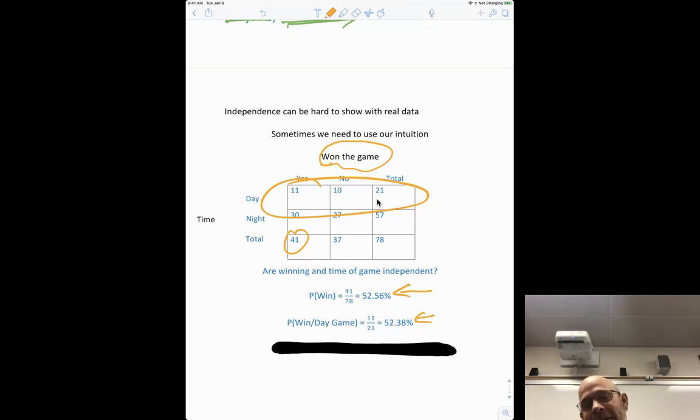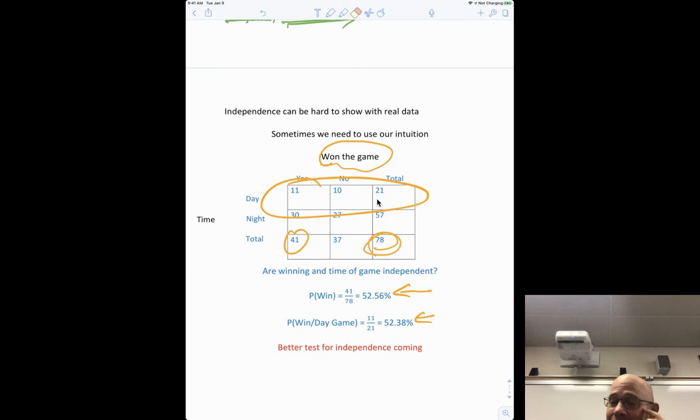Therefore, they're not independent. However, if you think about this logically, that's kind of nonsense. If the baseball manager is interested, he's going to say there's no difference. They're so close that we're not better during the day than we are at night. And also, sometimes these numbers can never be exactly equal with a sample size of 78, because the percents aren't going to come out perfect. So we run into a little bit of problem, that it's hard to show independence with real data. So if this were our class and this happened, I would say yes, close enough.